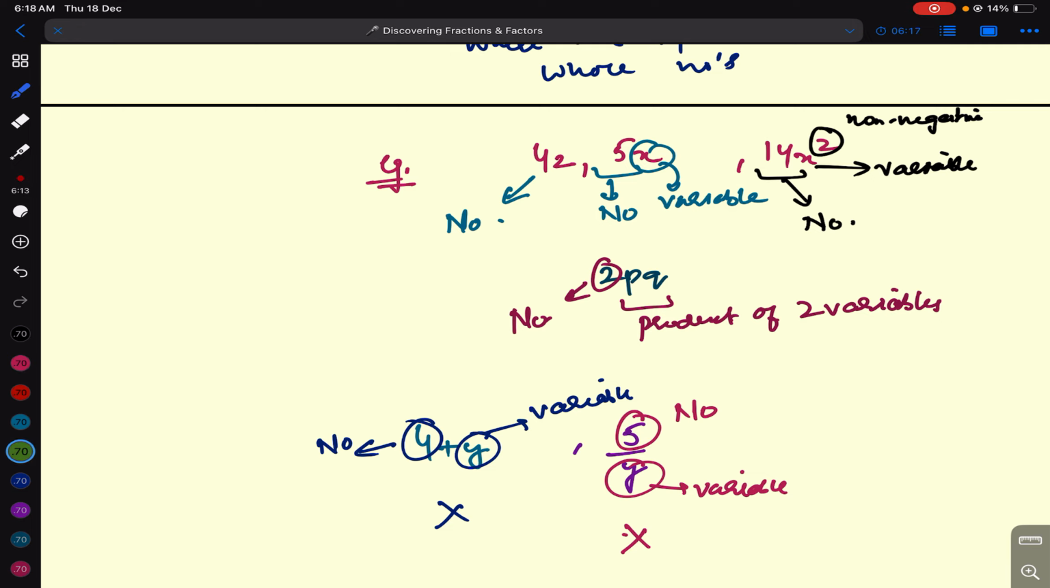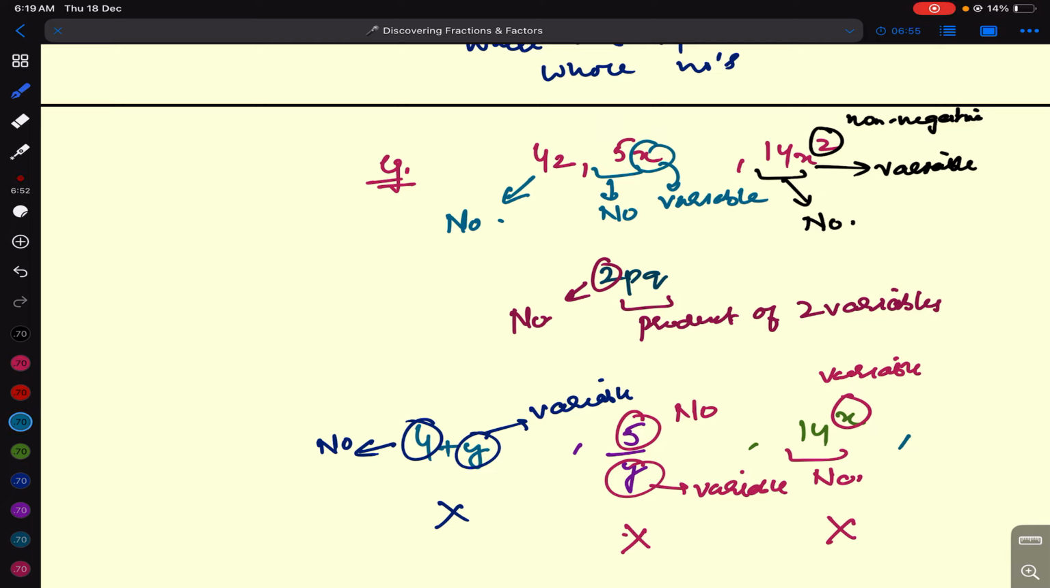Clear? Now, the third example is 14 to the x. Here I see 14 is a number, there's no doubt about that, and x is a variable. But this combination of both is not a monomial. Why? Because we have an exponent which is x, and we know that a variable can take a positive as well as a negative value, right? And we have to make sure in the case of a monomial that the exponent is a non-negative whole number. So this will not work in the case of a monomial.